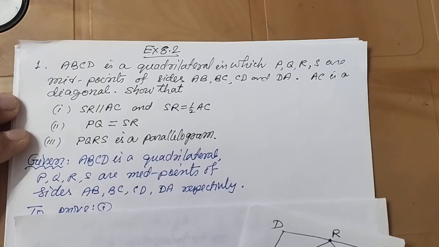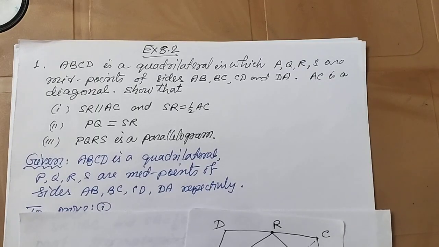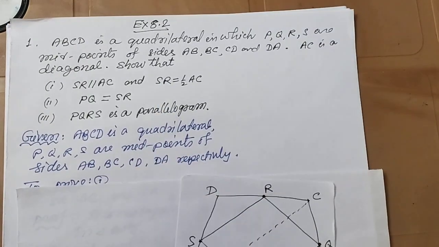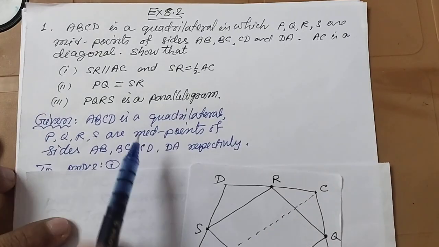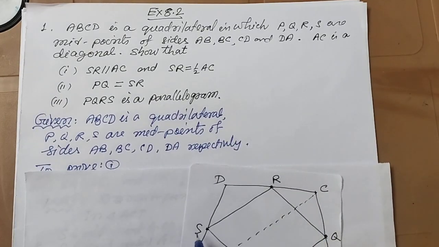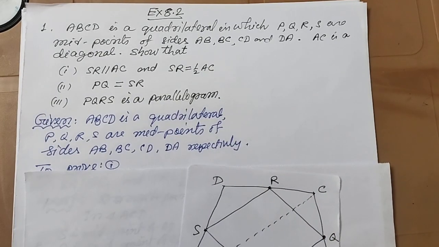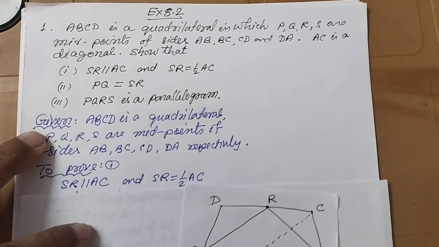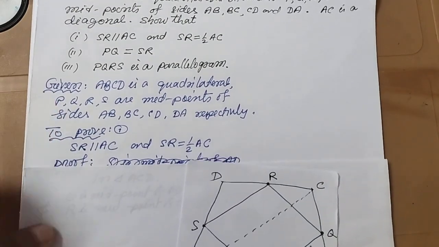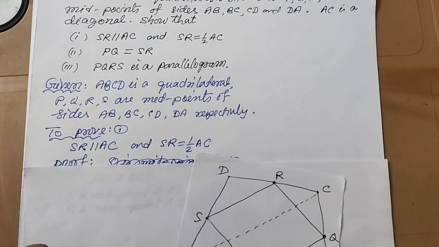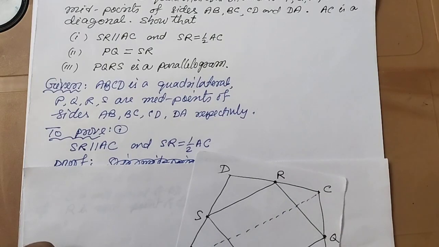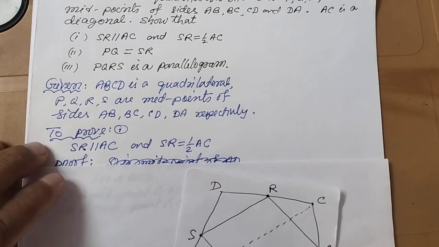So first we will write what is given. It is given ABCD is a quadrilateral, P, Q, R, S are midpoints of the sides respectively. And the first part is to prove SR is parallel to AC, and also SR is half of AC in length.